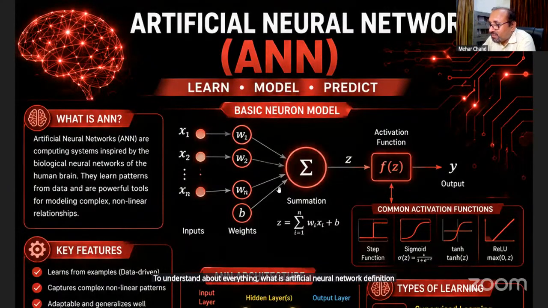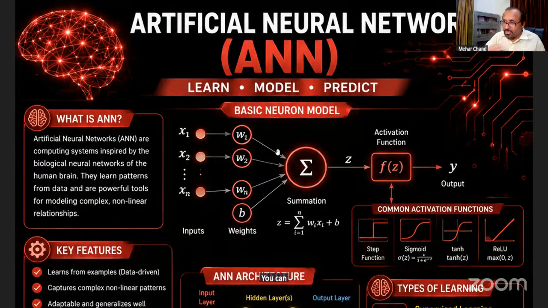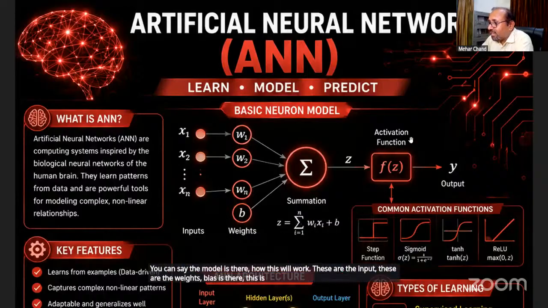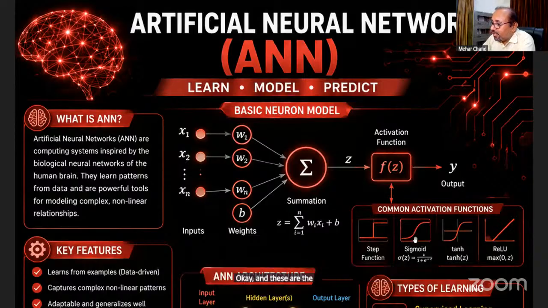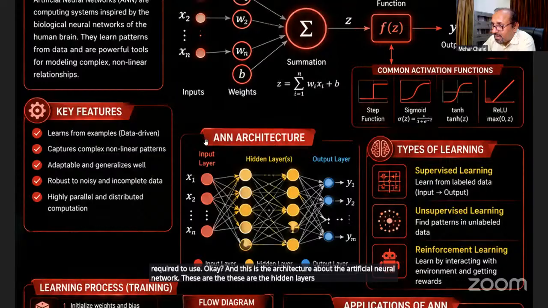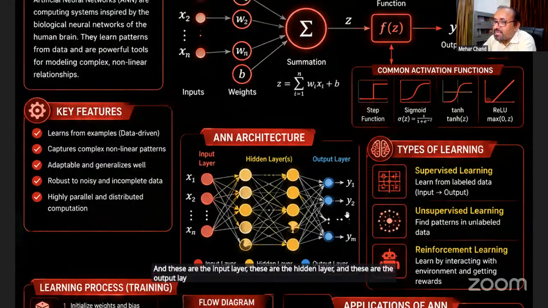Definition is there, the basic model is there, how this will work. These are the input, these are the weights and bias, this is the summation function, this is the activation function, this is the output. Okay, and these are the examples of the activation functions which we are required to use. Okay, and this is the architecture of the artificial neural network. These are the input layer, these are the hidden layers, and these are the output layers, where we can see the target values.